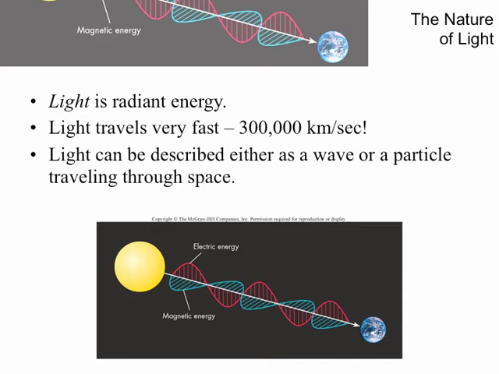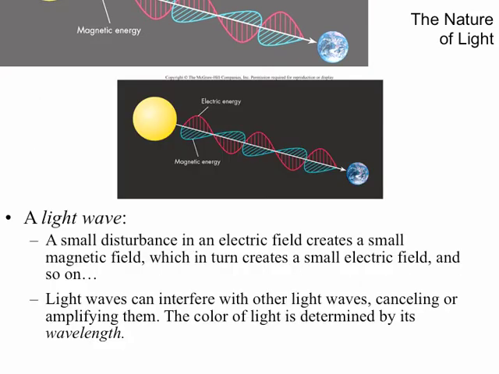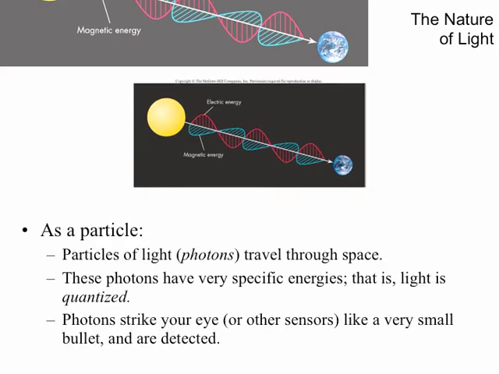Light can actually be described either as a wave or a particle depending on the circumstances. It sometimes exhibits properties of both. When we look at light as being a wave, we can talk about things such as wavelengths or frequencies of the wave of light. When we think about light as a particle, we can think about small packets of energy or quanta of energy called photons.